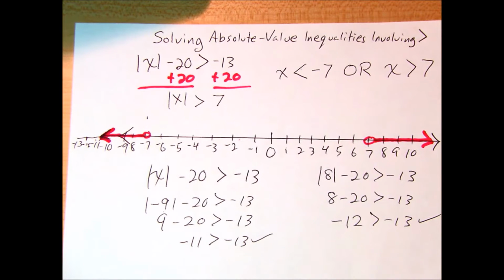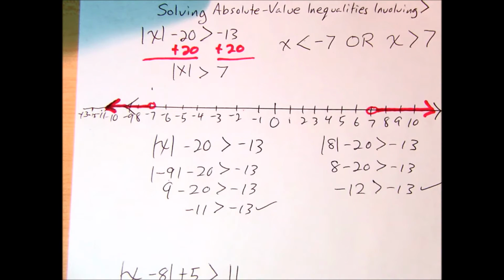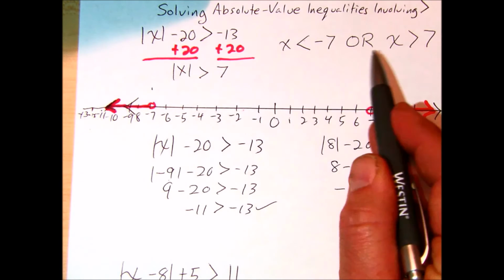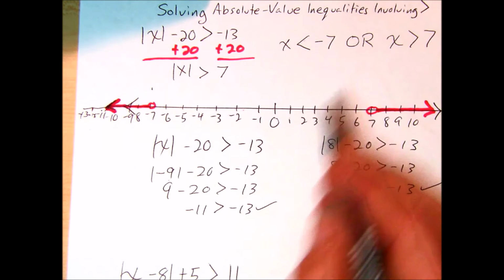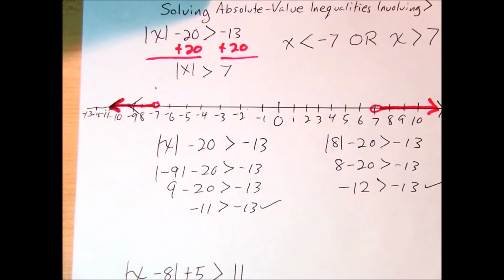If we look at one more example, the absolute value of x minus 8 plus 5 is greater than or equal to 11. So we're dealing with the absolute value expression is greater than, so we're going to have an OR statement again. So first I want to isolate my absolute value expression. So I'm going to subtract 5 from both sides.